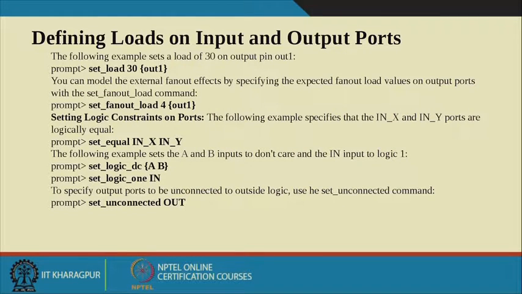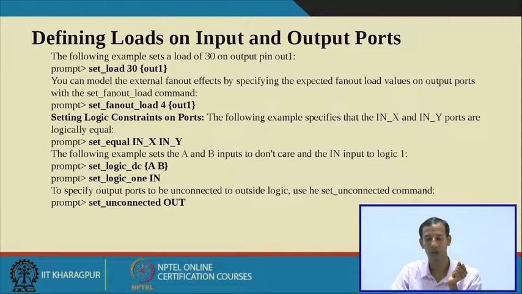Again, how can you set the loads for input and output ports? You can set the maximum load for the out1 pin to 30. You can set this value by your choice, with the command set_load followed by the value and the name of the port. Then you can say what the maximum load for fan out will be. By the command set_fanout_load, the maximum fan out is 4 for this port out1.